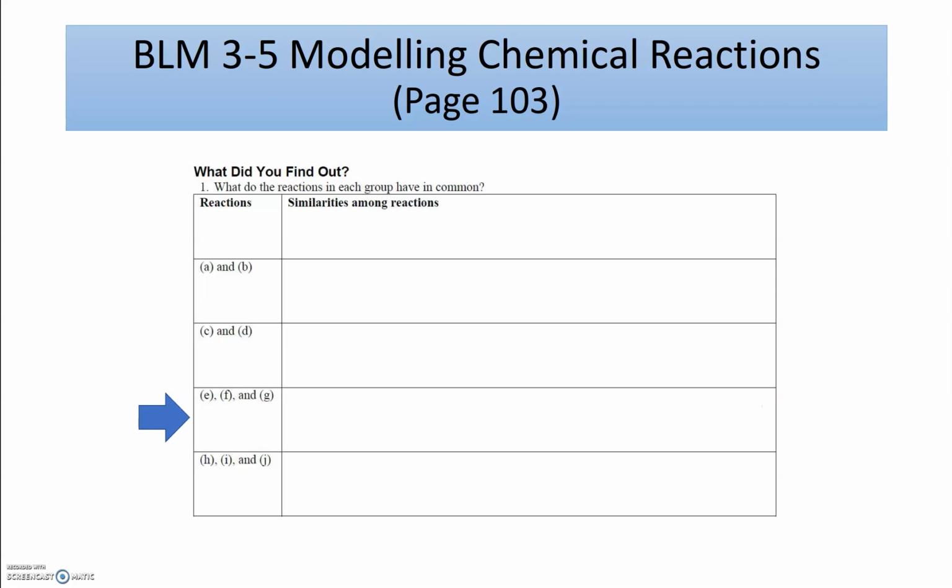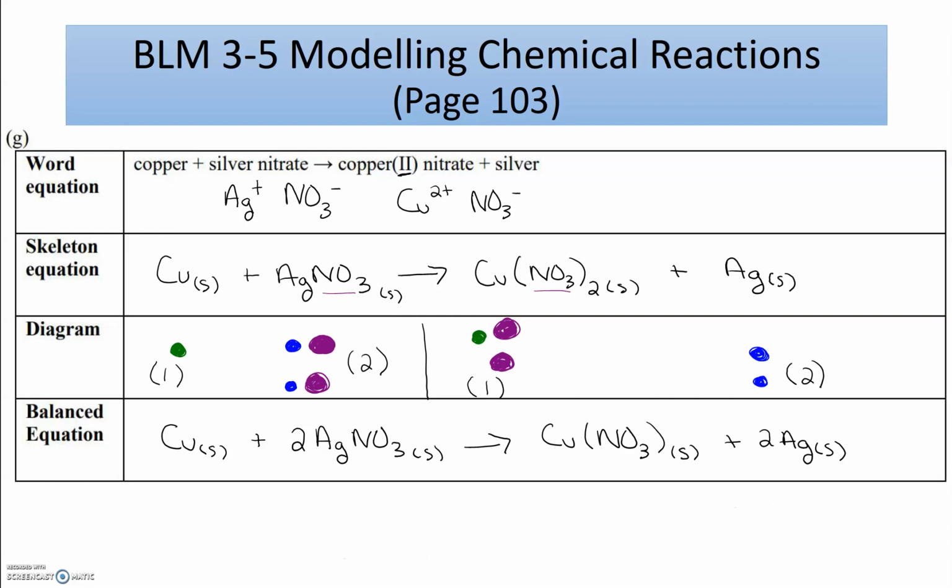So we're going to take a look at reactions 5E, F, and G and see what they have in common. Let's take a look. Well, G, we've got an element and a compound as a reactant. So, element and compound. And on my product side, I also have a compound and an element.